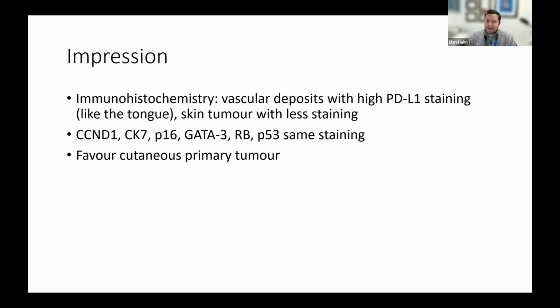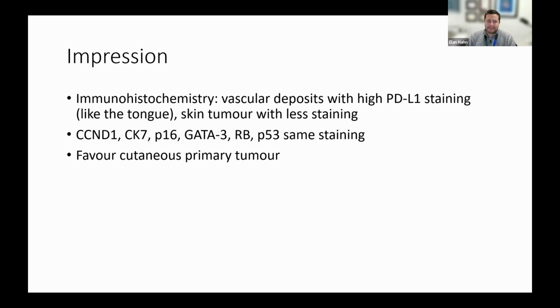So the impression: I tried to differentiate these tumors to see if there's any immunohistochemistry that could differentiate between the tongue and the skin and those vascular deposits, because those were really bothering me. So I did PD-L1. That was the only thing that actually showed some difference in staining. The tongue had a CPS score of greater than 20. Those vascular deposits also were very positive, but the skin tumor was negative.